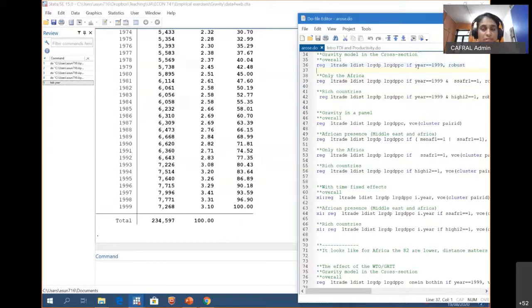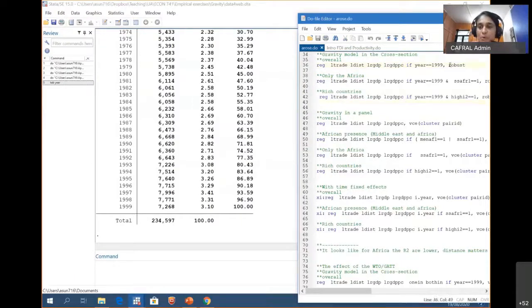Now, before I do this, what is our expectation on these different variables? What do we expect is going to be the coefficient on distance? First of all, is it going to be negative or positive? It's going to be negative, right? Because it's gravity and distance will lower trade. What is going to be the coefficient on the product of the GDPs of the two countries? It is going to be equal to 1. Okay? And we don't really have a prior on this. We're just putting it in there as a control.